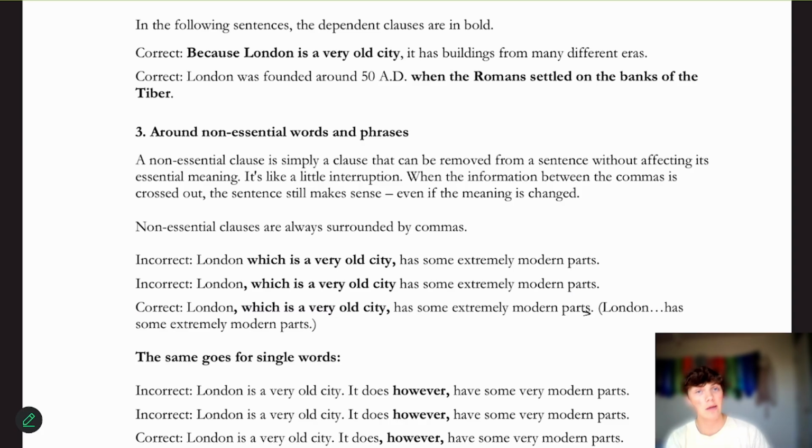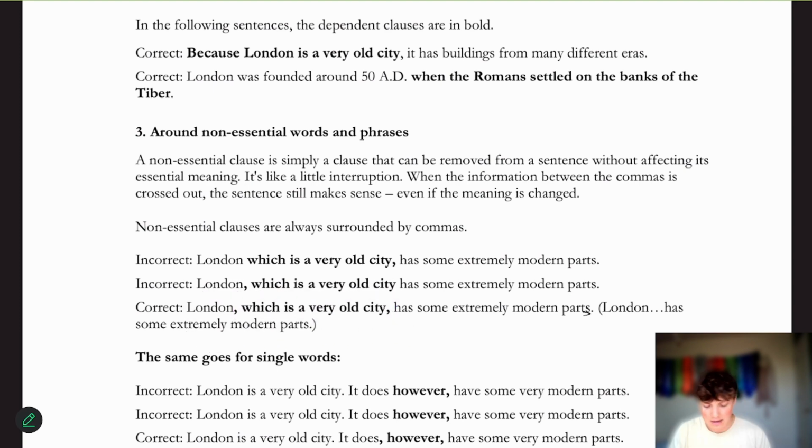Okay, so whenever we come across one of these non-essential phrases, right, which is a very old city, we need to put commas around it. We need to separate the sentence, right, from the non-essential information with commas. Okay, basically adding a barricade around this non-essential information so that if you look outside of the barricade, the sentence still makes sense. Okay, so always put commas around non-essential information.